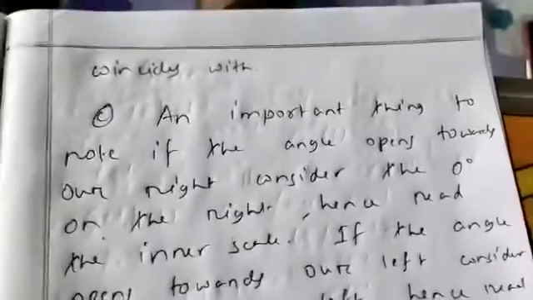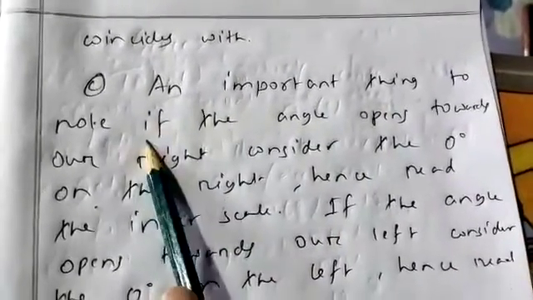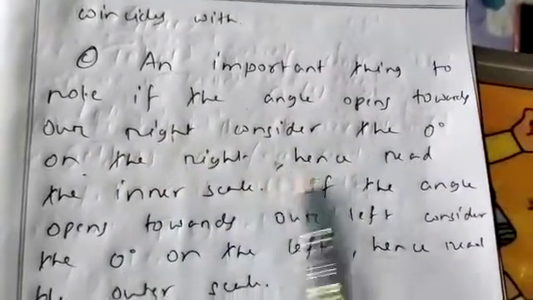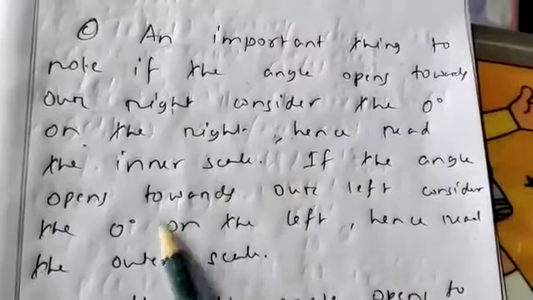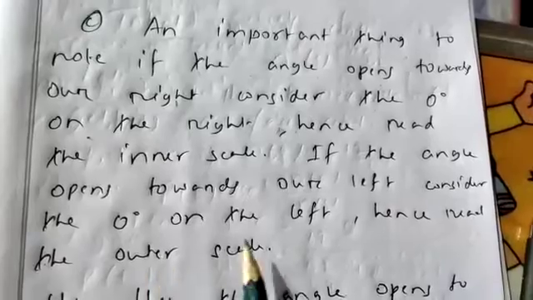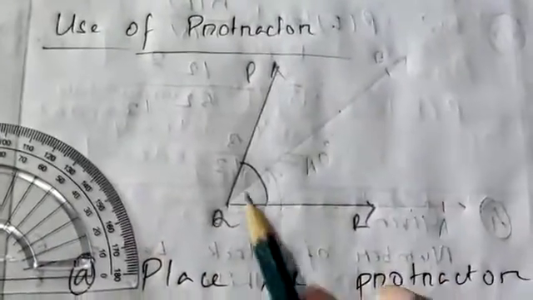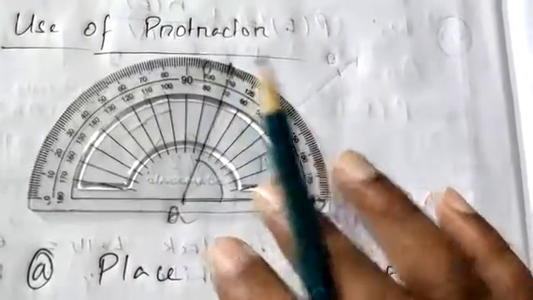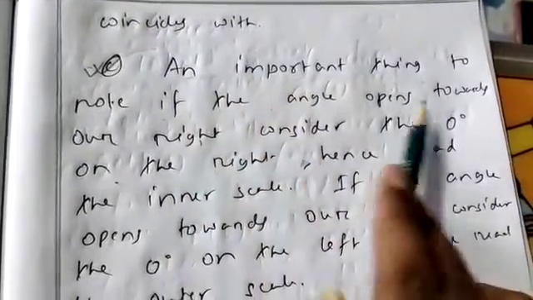Now come to point number 3. An important thing to note: if the angle opens towards our right, consider the 0 degree on the right, hence read the inner scale. If the angle opens towards our left, consider the 0 degree on the left, hence read the outer scale. This is a very important point. In this case the angle opens towards the right. So according to the point that is given, we have to take the inner scale.